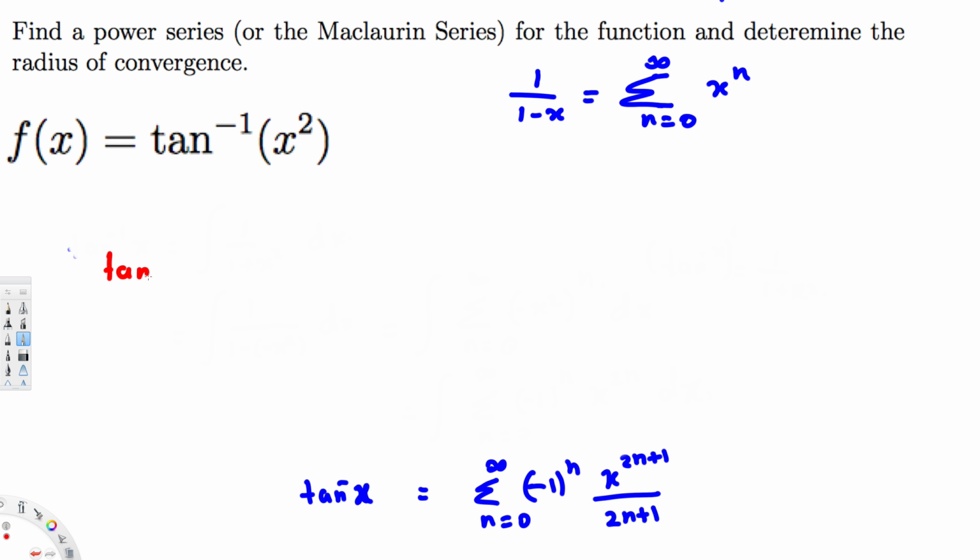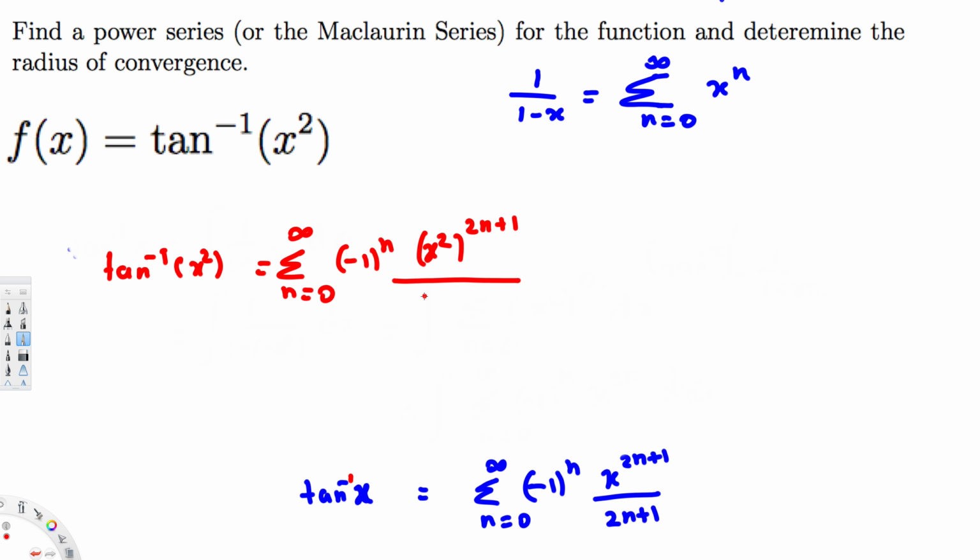Tan inverse x square is going to be sigma n equals 0 to infinity negative 1 power n, and instead of x we plug in x square, because previously we had x. If we want to plug in x square, we just change this into x square power 2n plus 1, and the denominator is going to remain the same, that's going to be 2n plus 1.